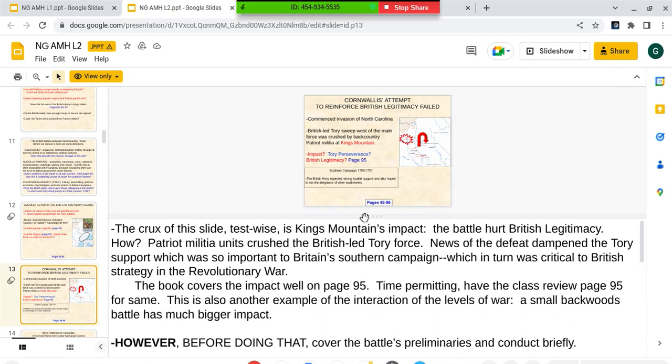So because of the loss at Kings Mountain, a lot of people who sided with the British didn't want to fight for the British anymore because they saw that they were losing a lot of battles, you know? So it kind of helped to slow down the rate at which people in America were joining the British to help them.